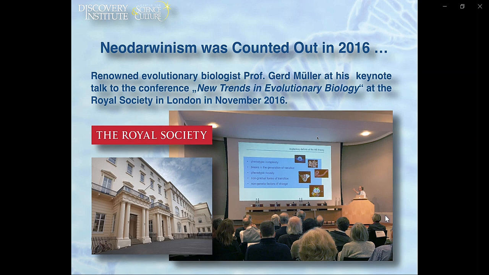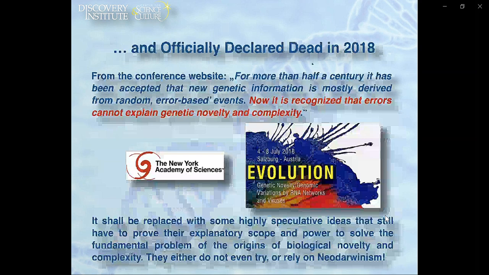And it's not just at this conference. There was a second conference this year in Austria, in 2018, organized by the New York Academy of Sciences in Salzburg, called Evolution, Genetic Novelty, Genomic Variations by RNA Networks and Viruses. Totally mainstream. And what you find on the conference website is the following: for more than a half century, it has been accepted that new genetic information is mostly derived from random error-based events. Random error-based events, mutations. Now it is recognized that errors cannot explain genetic novelty and complexity. That is an official declaration of death for neo-Darwinism.